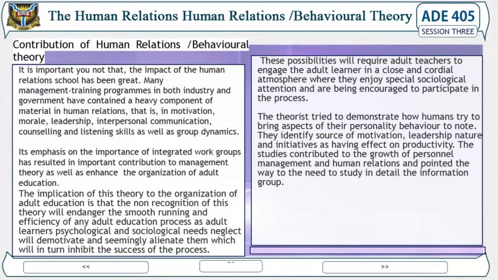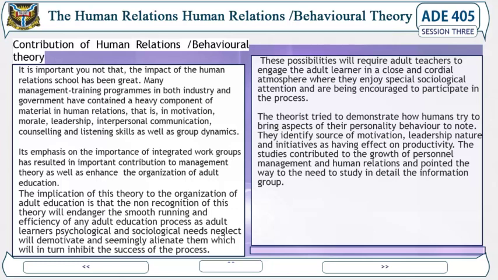Contribution of human relations behavioral theory. It is important you know that the impact of the human relations school has been great. Many management training programs in both industry and government have contained a heavy component of material in human relations, that is, in motivation, morale, leadership, interpersonal communication, counseling, and listening skills, as well as group dynamics. Its emphasis on the importance of integrated work groups has resulted in important contribution to management theory as well as enhanced the organization of adult education.